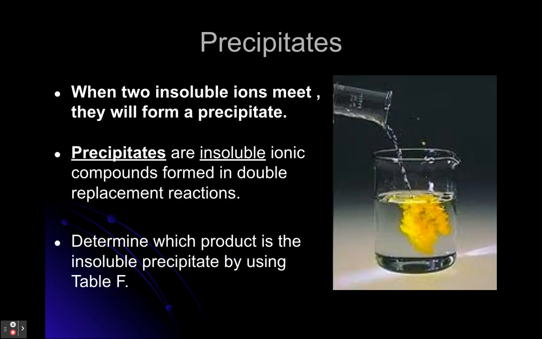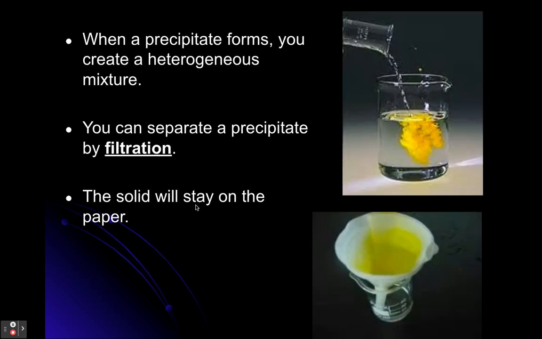When things are insoluble, what does that look like? Well, it forms a precipitate, okay? A solid precipitate. And we often will see this in double replacement reactions. So that's what we're going to look at next. When they do form a precipitate, you can actually filter and capture that precipitate, as we learned when we learned separation techniques last week.